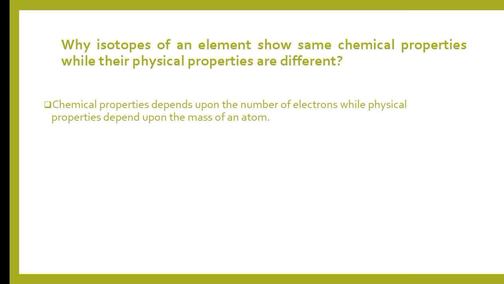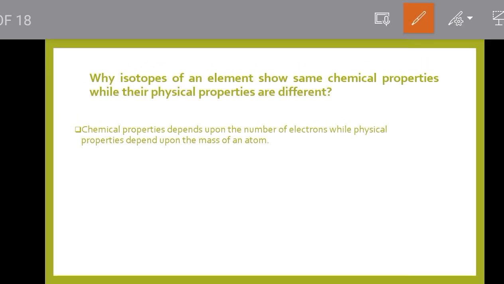Here's a question: why do the isotopes of the same element show the same chemical properties but different physical properties? First of all, we must know about physical and chemical properties. Chemical properties are those related to their chemical reactions, while physical properties are those associated with their physical appearance, like their taste, their color, their shape. So these are the physical properties.